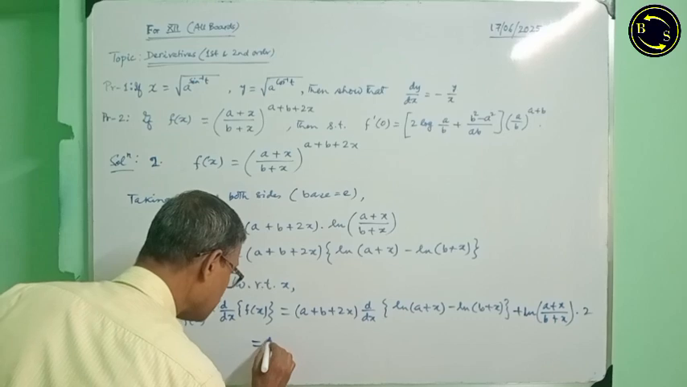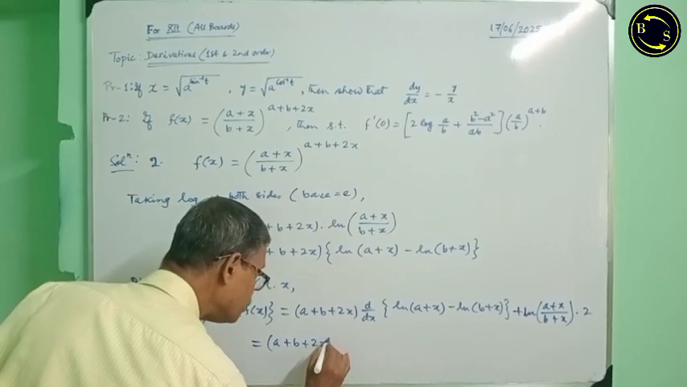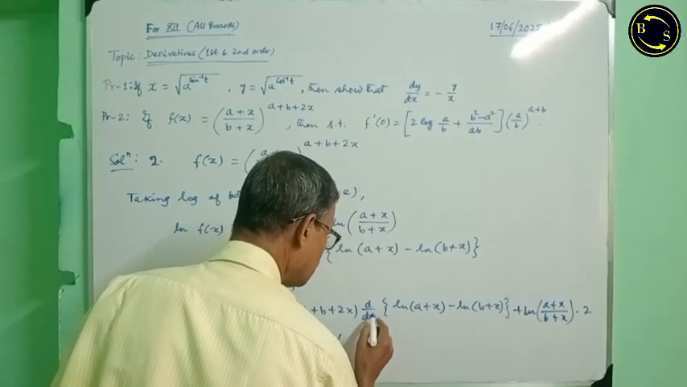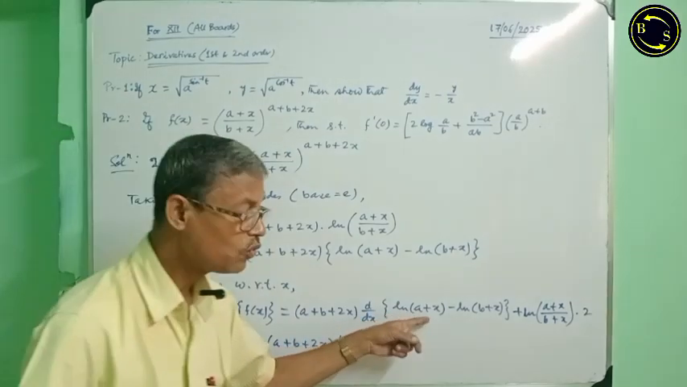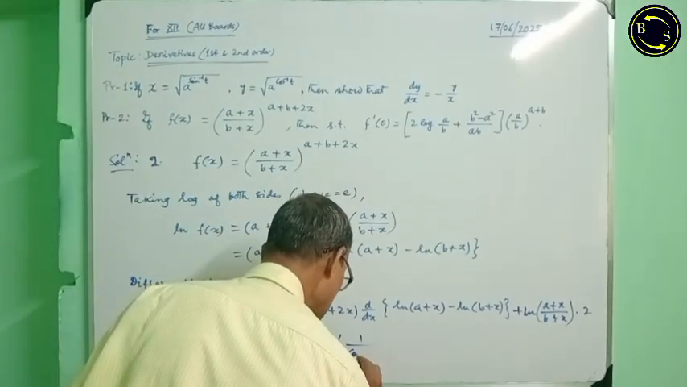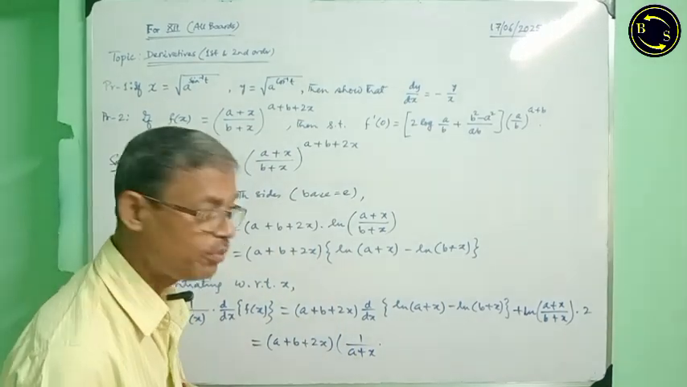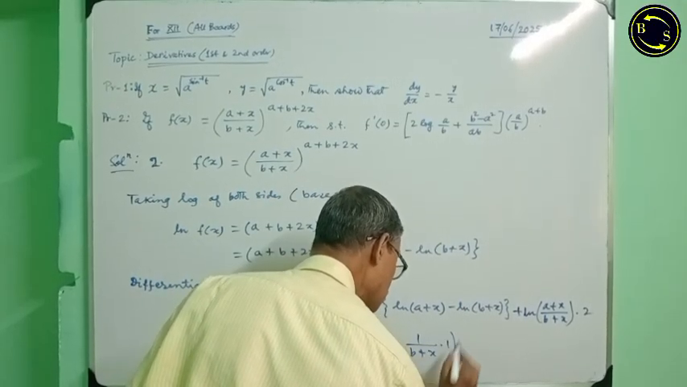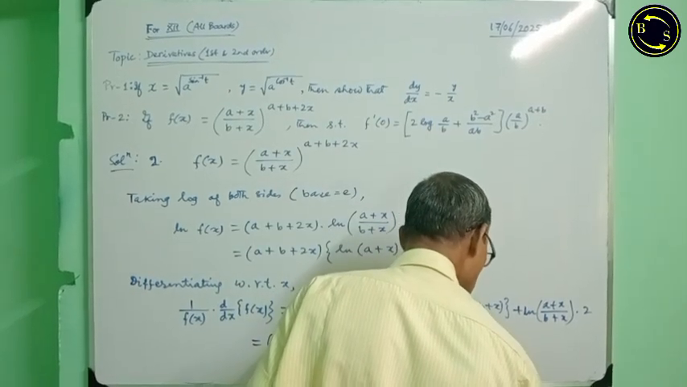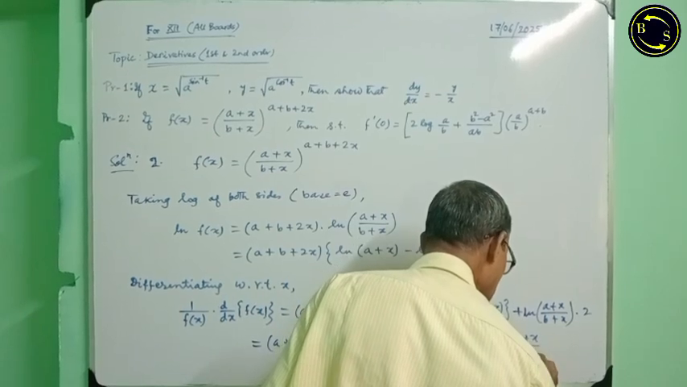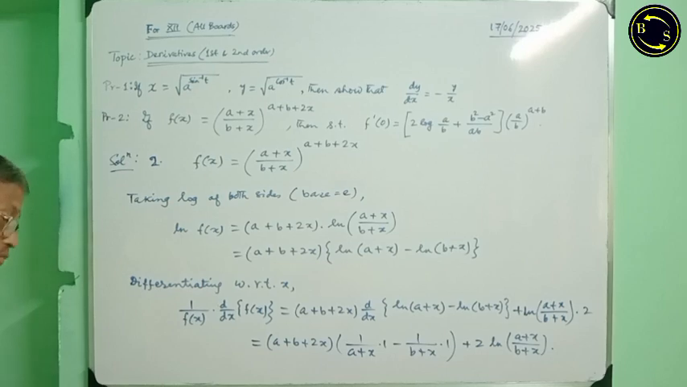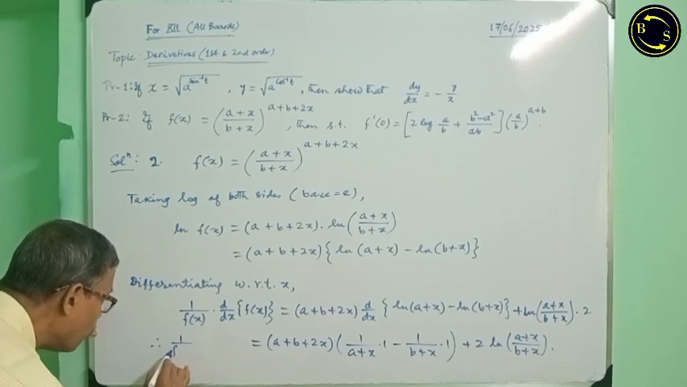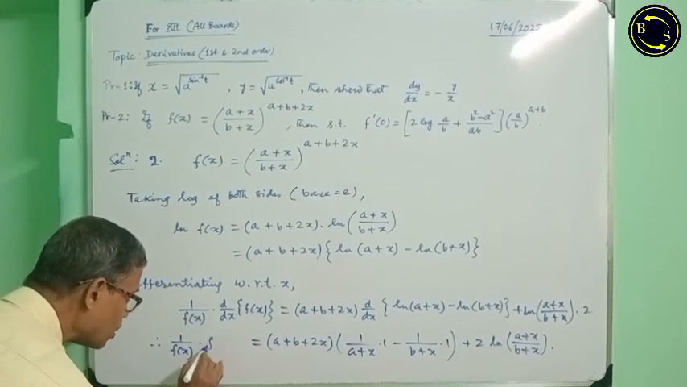Now I simplify: (a plus b plus 2x). Now derivative of this part, d dx of this one, again chain rule, log u form, that is 1 by u, 1 by (a plus x) into derivative of (a plus x), that will be 1, minus 1 by (b plus x) into 1, plus 2 log (a plus x) by (b plus x). d dx of f(x), that is f dash x.